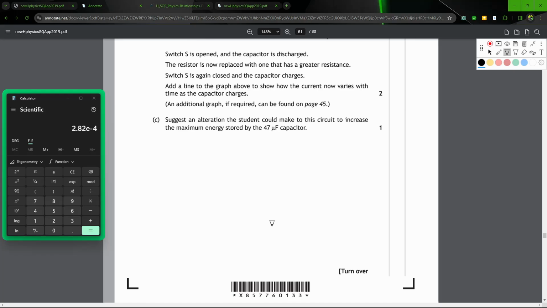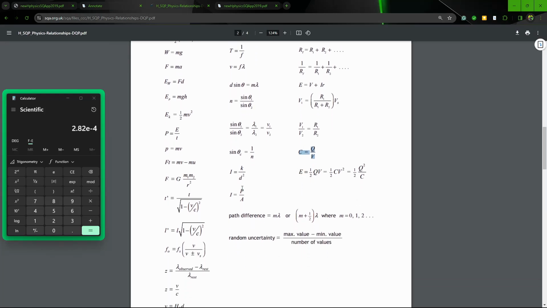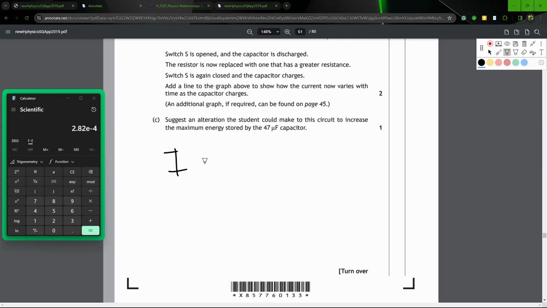Okay, part C. Suggest an alteration the student can make to the circuit to increase the maximum energy stored by the 47 microfarad capacitor. Well, there's only one way, because if we look at our physics relationship sheet, it's mentioning the same capacitor, so we can't change capacitance. The only way is to increase voltage. So we can just say increase the supply voltage, or increase voltage supplied to the capacitor.